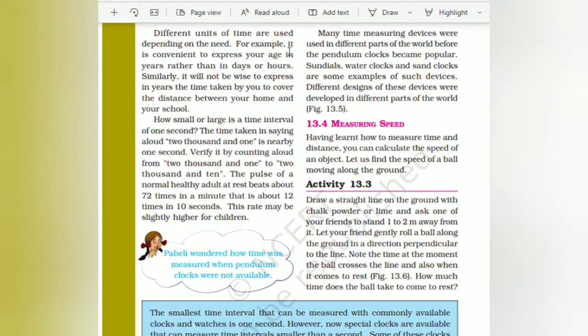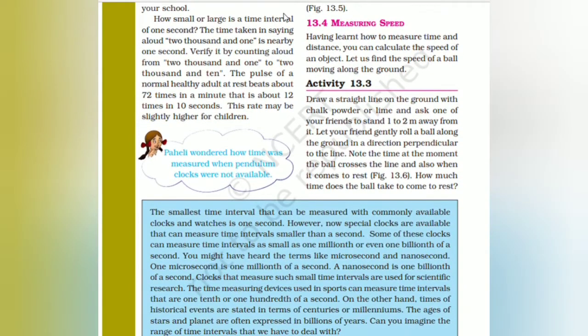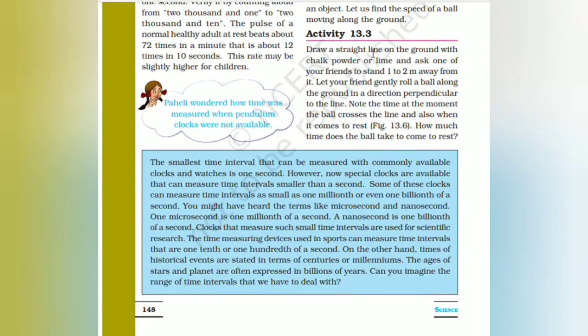Different units of time are used depending on the need. For example, it is convenient to express your age in years. That is how we express our age in years, not in days or hours. It will not be wise to express in years the time taken by you to cover the distance between your home and the school. The time taken in saying 2001 is nearly 1 second. Verify by counting aloud, that is 2001, 2002, etc. The pulse rate of a human being is 72 beats per minute, about 12 times in 10 seconds.